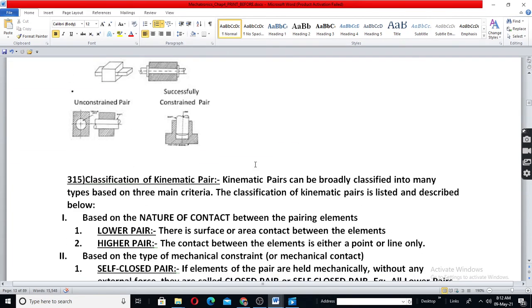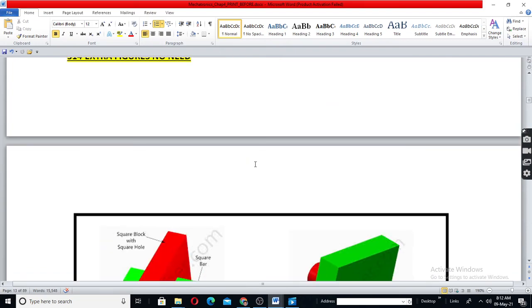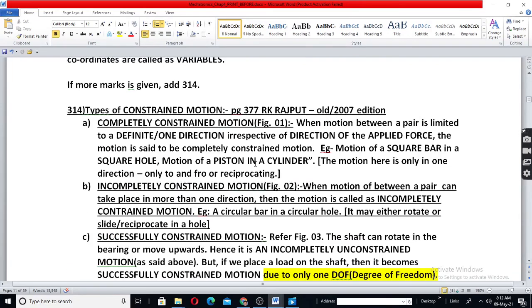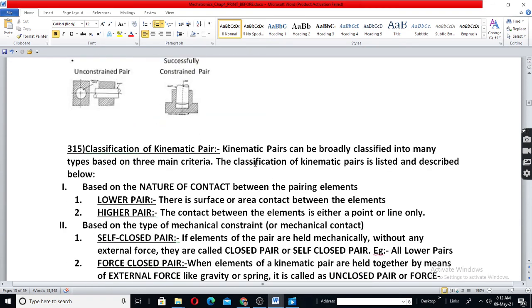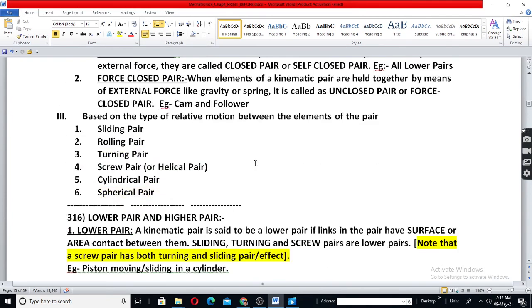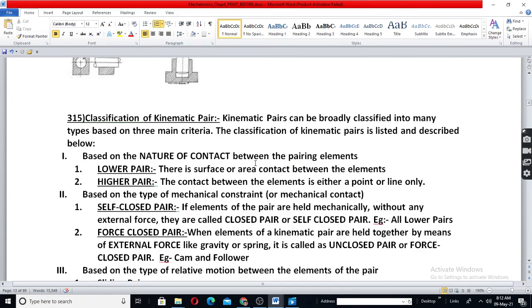Most probably questions will not be asked much on this, but check the question papers. Next, classification of kinematic pair. Based on the nature of contact, the pairs are broadly classified as lower pair and higher pair. Pair means what? Jodi.